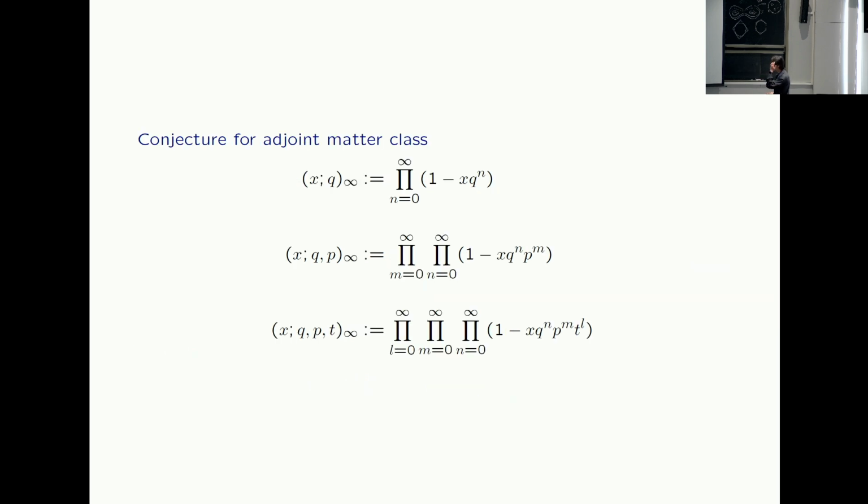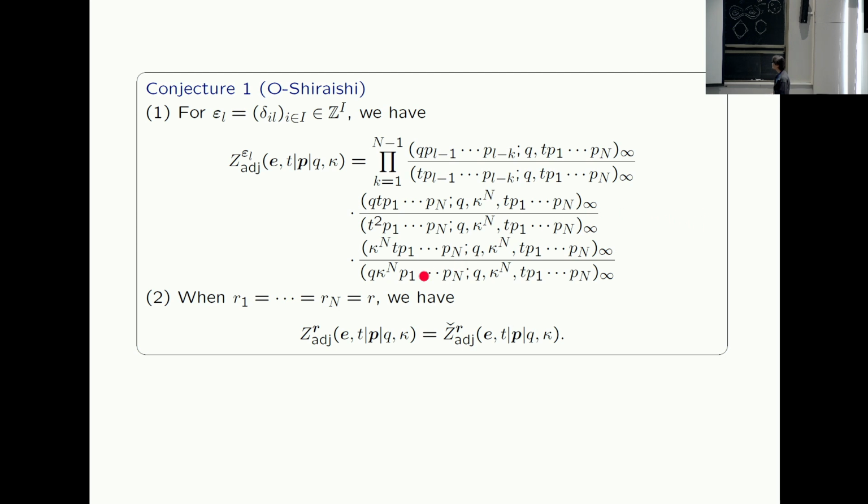So then I want to state our conjecture for the first series. Let us introduce the infinite products, the double infinite product and the triple infinite product. Then the first conjecture states that if we take the framing just one dimensional, then the generating series are factorized as products. And second, when the framing is all equal, then we have the same generating series.